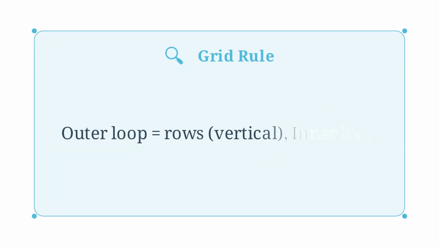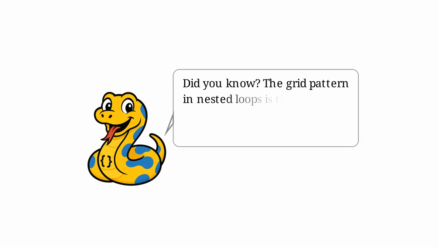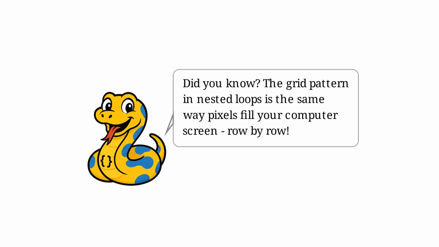Remember this golden rule. Outer loop equals rows moving vertically, and inner loop equals columns moving horizontally. Just like reading, across the columns first, then down to the next row. The grid pattern in nested loops is exactly the same way pixels fill your computer screen, row by row. Programming is everywhere around us.